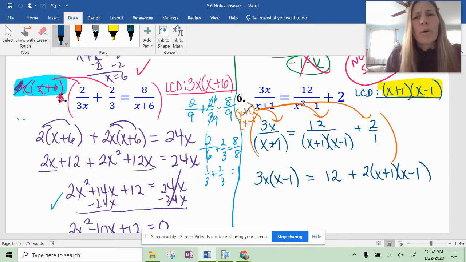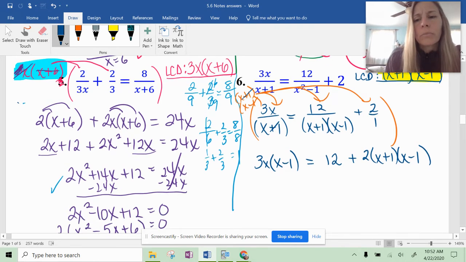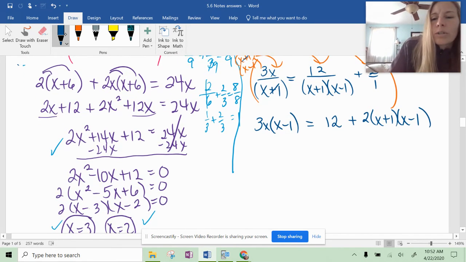So that's the hardest part about the LCD method, is figuring out what the LCD is and then correctly distributing it to the whole problem to cancel out all the fractions. If your fractions don't cancel out, then something's wrong. Okay, so now we're just distributing.